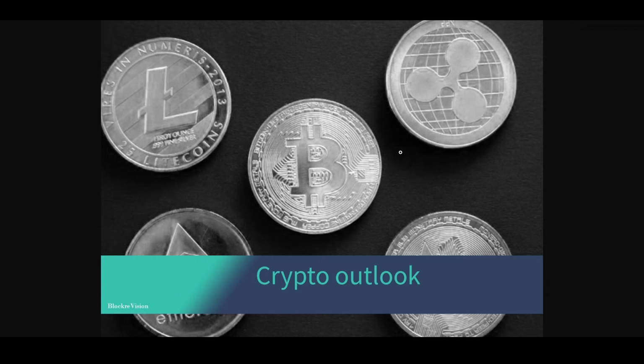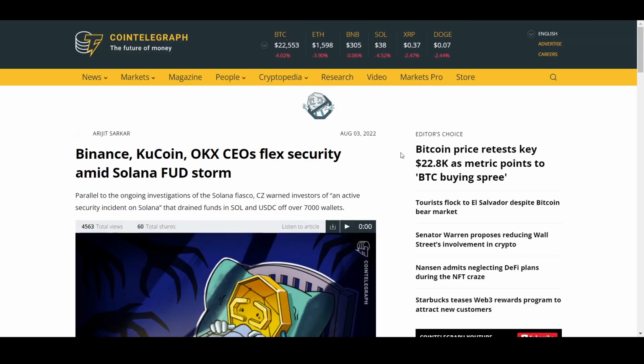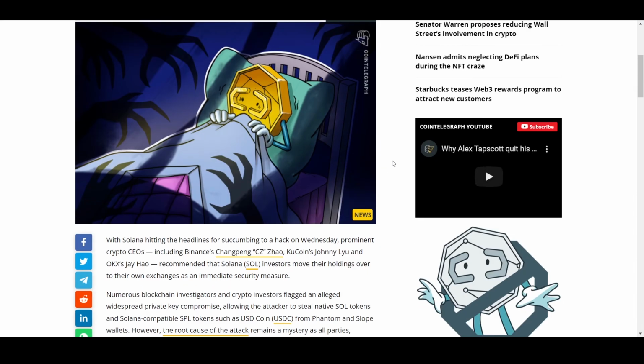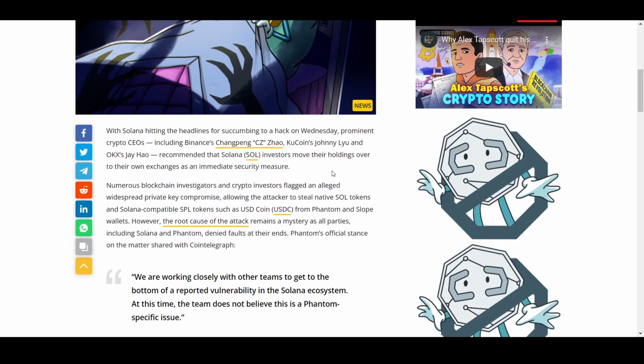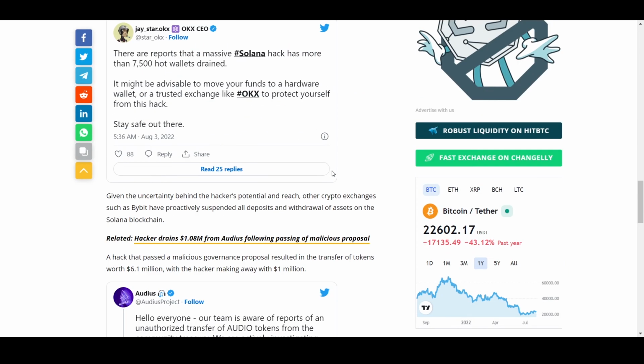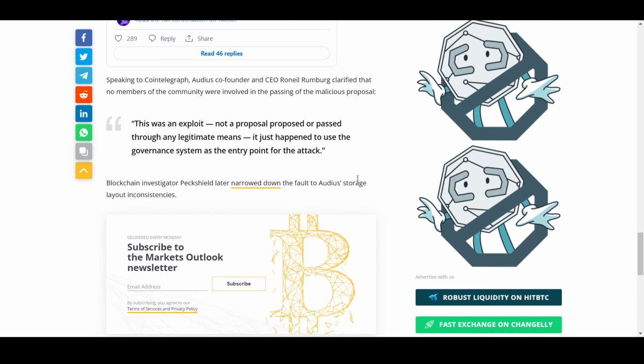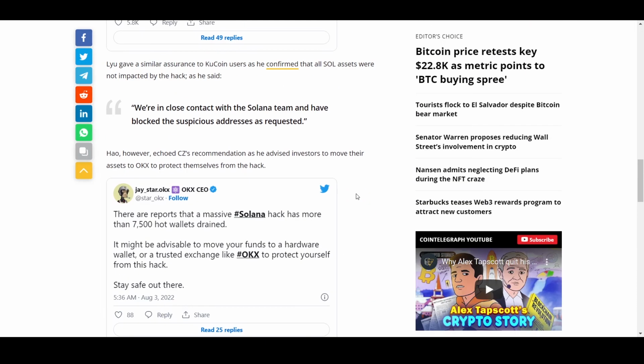Right, this one article was discussed by me in some cases in the crypto outlook, and we have found that another disaster has entered the crypto market. Binance, KuCoin, OKX CEOs flag security amid Solana FAT storm, and that means there was another hack. So a hacker has stolen the crypto coins from around 7,500 hot wallets.